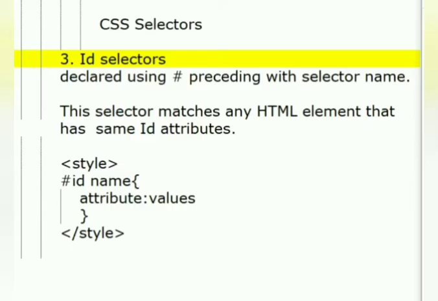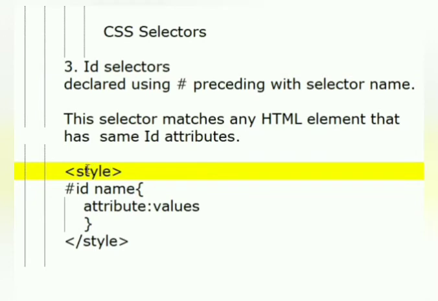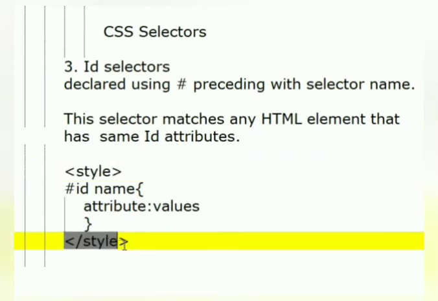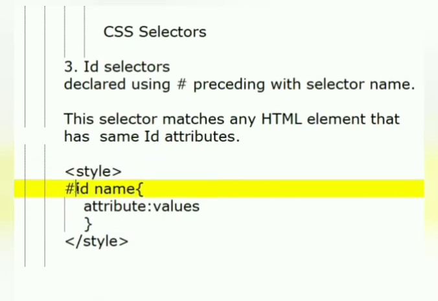ID selectors are declared using a hash preceding the selector name. This selector matches any HTML element that has the same ID attribute. First, whatever ID you have written for the element, that ID name you have to use while declaring CSS styles inside the style tag. You can observe the syntax of this ID selector. Here I have written the style tag, and inside this style tag I have written the name of the ID.